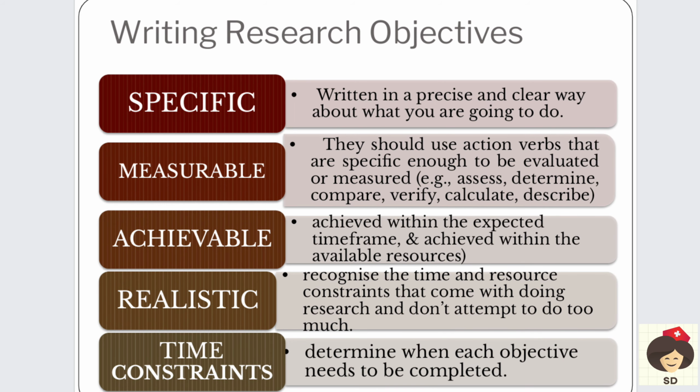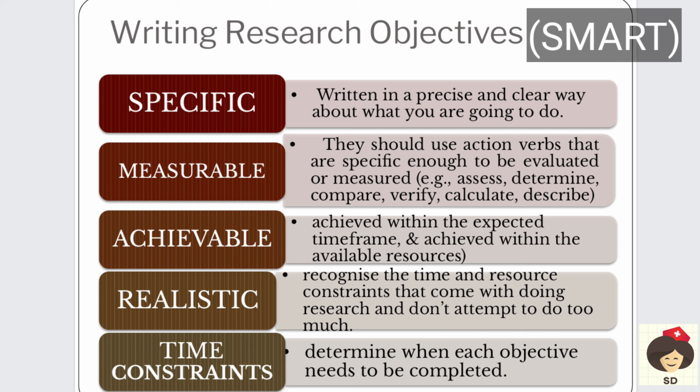Next is writing research objectives. Doing research itself is a difficult task, and only when we write the objectives clearly will the researcher get a direction on how to do the study. In order to write the research objectives clearly, the researcher should be SMART. In SMART, S is specific. Specific means the objective should be written in a precise and clear way about what the researcher is going to do, so that the researcher will get a direction on how to do the study. And next is measurable.